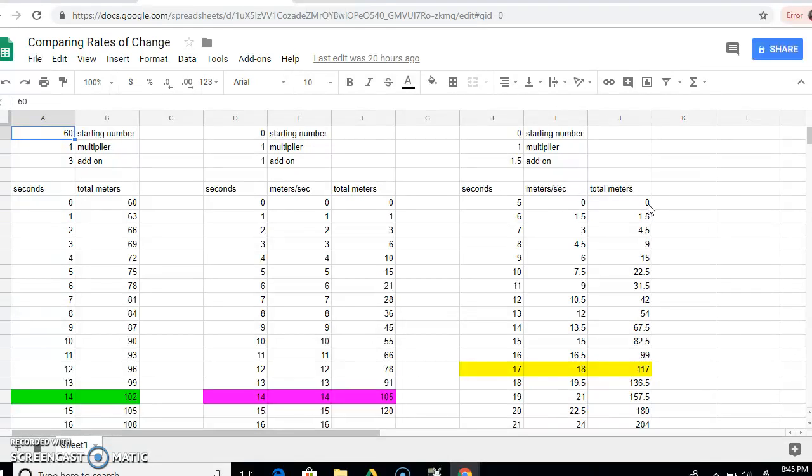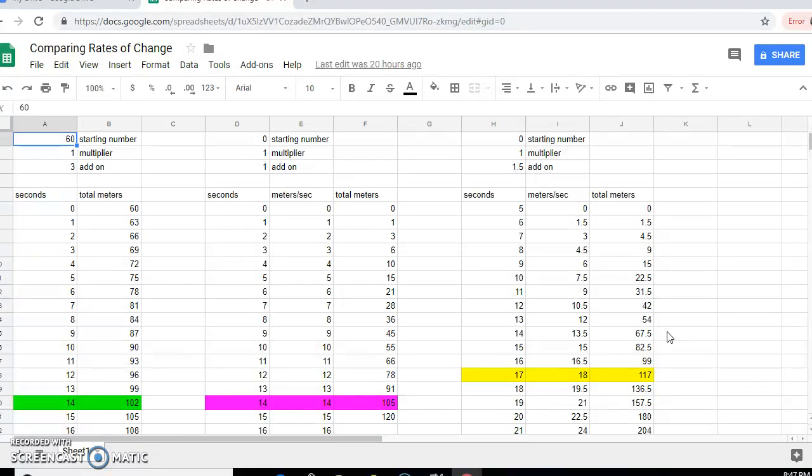Well, this, once again, I had to do a third column for this to show that the total meters run was in this column. So looking at this column, it shows that at 16 seconds, the alligator had reached 99 meters, but he would not have reached the 100-meter mark until 17 seconds. So definitely the alligator would not have won this race. It would definitely look to be the turtle who had won the race.